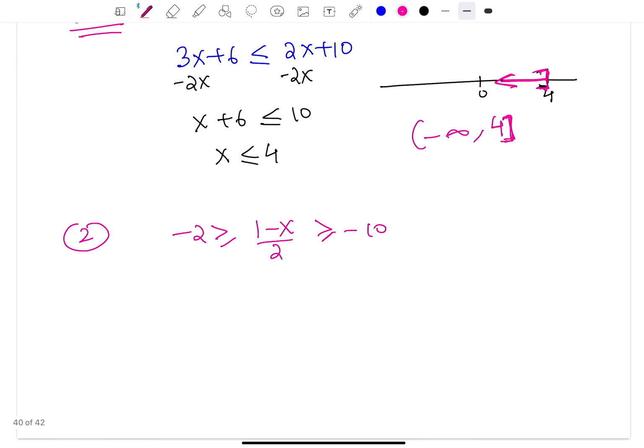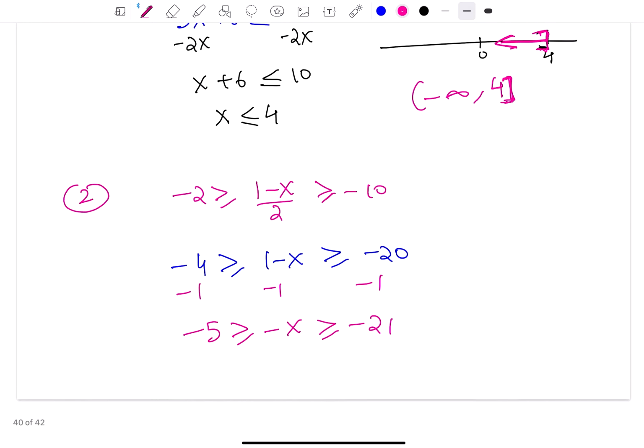Next example, negative 2 greater than or equal to 1 minus x over 2 greater than or equal to negative 10. Let's multiply everything by 2, all three parts of this inequality. That leaves me with negative 4 greater than or equal to 1 minus x greater than or equal to negative 20. Now we're going to subtract 1 from everything. That's negative 5 greater than or equal to negative x greater than or equal to negative 21.